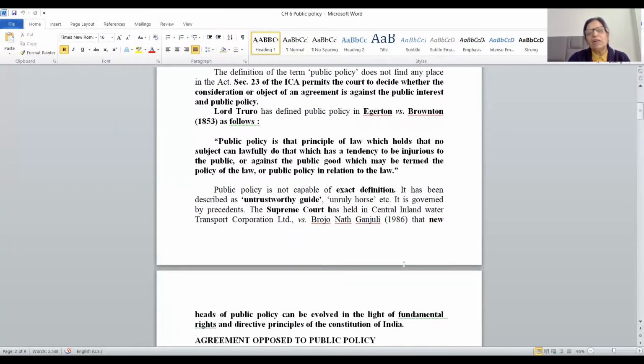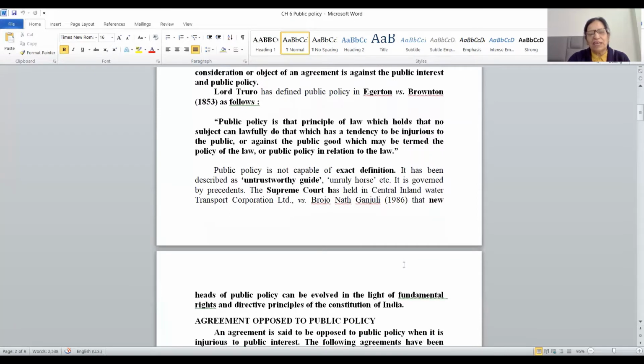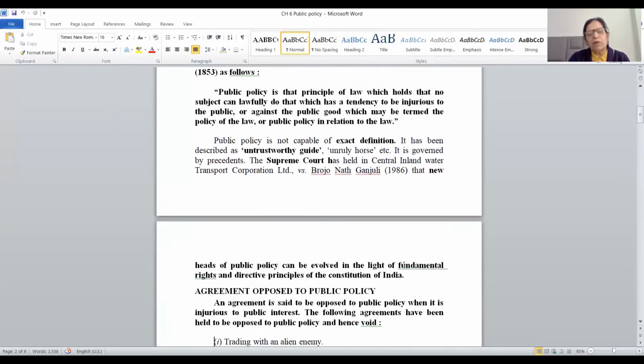And the Supreme Court has held in one of the cases that heads of public policy can be evolved in the light of fundamental rights and directive principles of the Constitution of India. So friends, the heads of public policy are not closed. It is for the courts that if they find that some agreement is against the interest of the public, then that will be put under the category of agreements opposed to public policy.